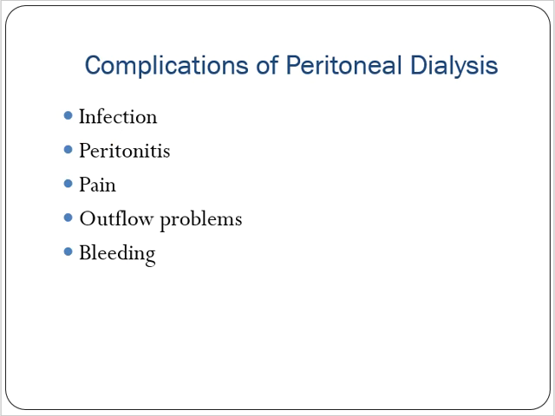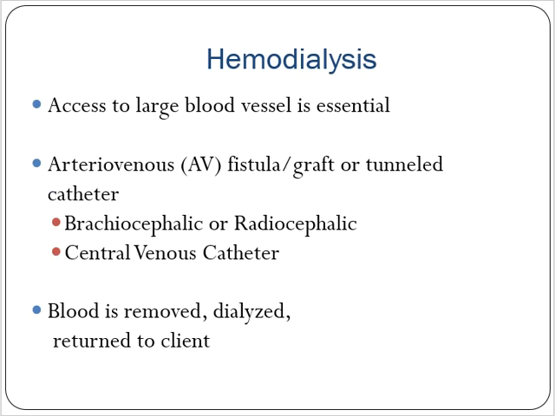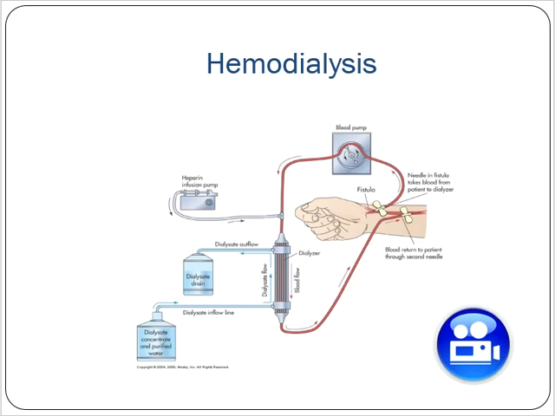When a patient gets hemodialysis, there needs to be access to a large blood vessel. An AV fistula or graft is inserted into the brachiocephalic or radiocephalic area. Blood is removed, dialyzed, I always have trouble saying that word, and then returned to the patient. Again, if you minimize this video, you can watch 2 videos that I have posted here on how hemodialysis works. Remembering that for testing purposes, it's important to differentiate hemodialysis versus peritoneal dialysis and the pros and cons of each.